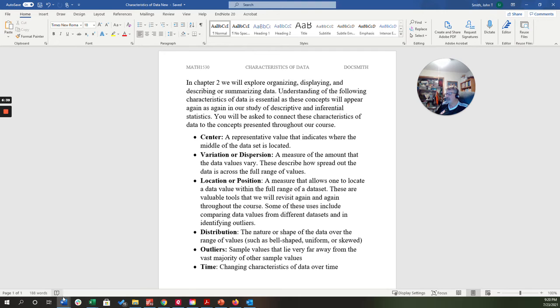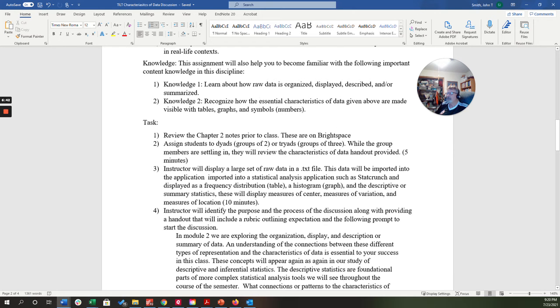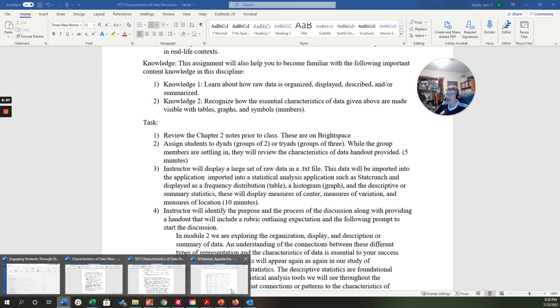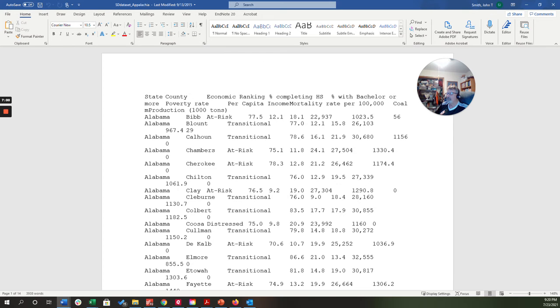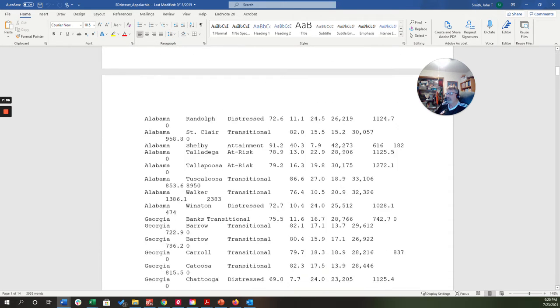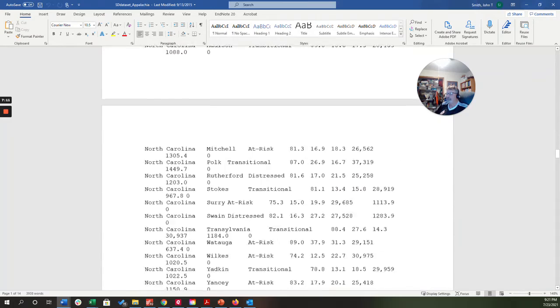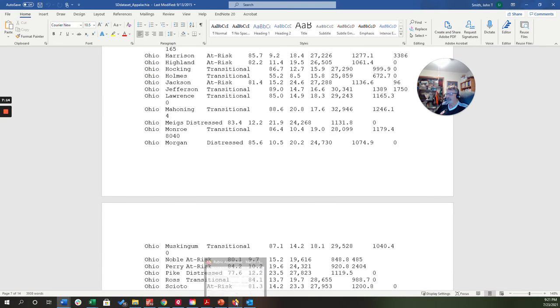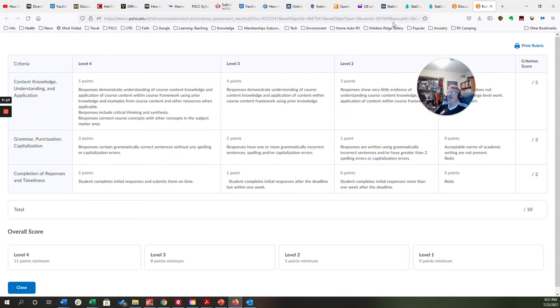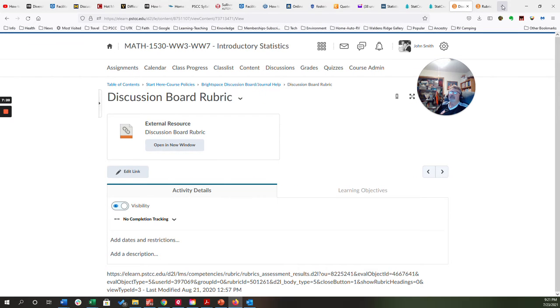So I want to go back to, all right, I'm going to do a mini lecture, I guess you would call it. This won't take very long. I'm going to display a large set of raw data in a text file, and I just happen to have it pulled up where y'all can see it. And this is what it looks like. And I think y'all would all agree that there's not much we can do with this, that this is a mess. And there's actually 420 lines of data here. So yeah, it's a lot. It's a mess.